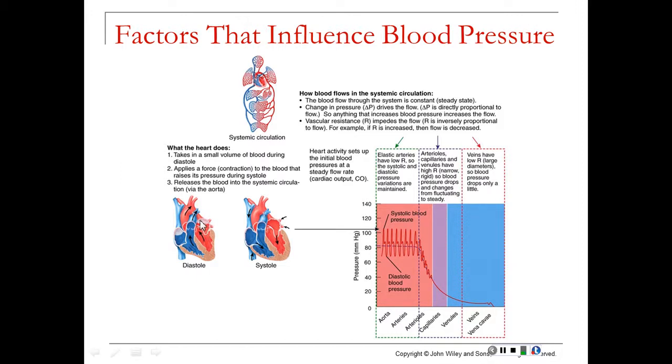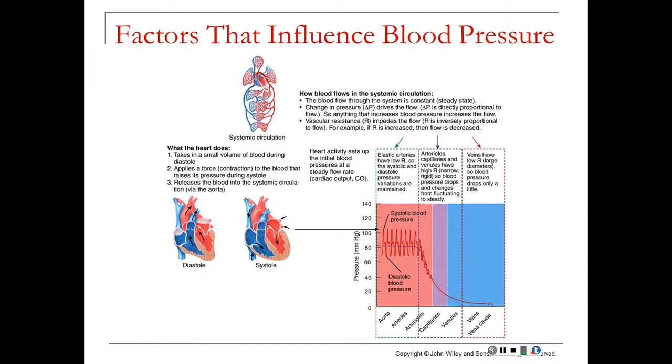Just fills in, trickles in a little bit, applying a force of the contraction to the blood is going to raise the pressure during systole, and then releasing the blood into the systemic circulation through that aorta. As the blood flows through the system, it's in a constant steady state. There's a change in pressure that's going to drive the flow. Remember, anything's going to flow from areas of high pressure to areas of low pressure. So anything that increases blood pressure is also going to increase blood flow.